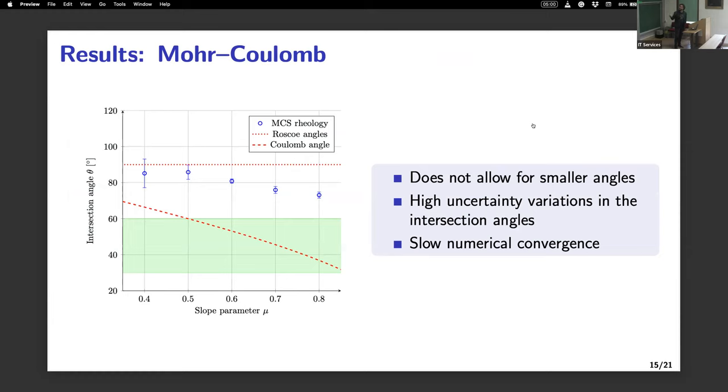Now for the Mohr-Coulomb yield curve of IP, we have really unsatisfactory results. You see the angles compared to the slope parameter, so basically the internal angle of friction. And it doesn't follow any of the two theories. It's large angles. We are not in the 30 to 60 degrees range. And we saw that it's very, very slow to numerically converge, so not ideal.